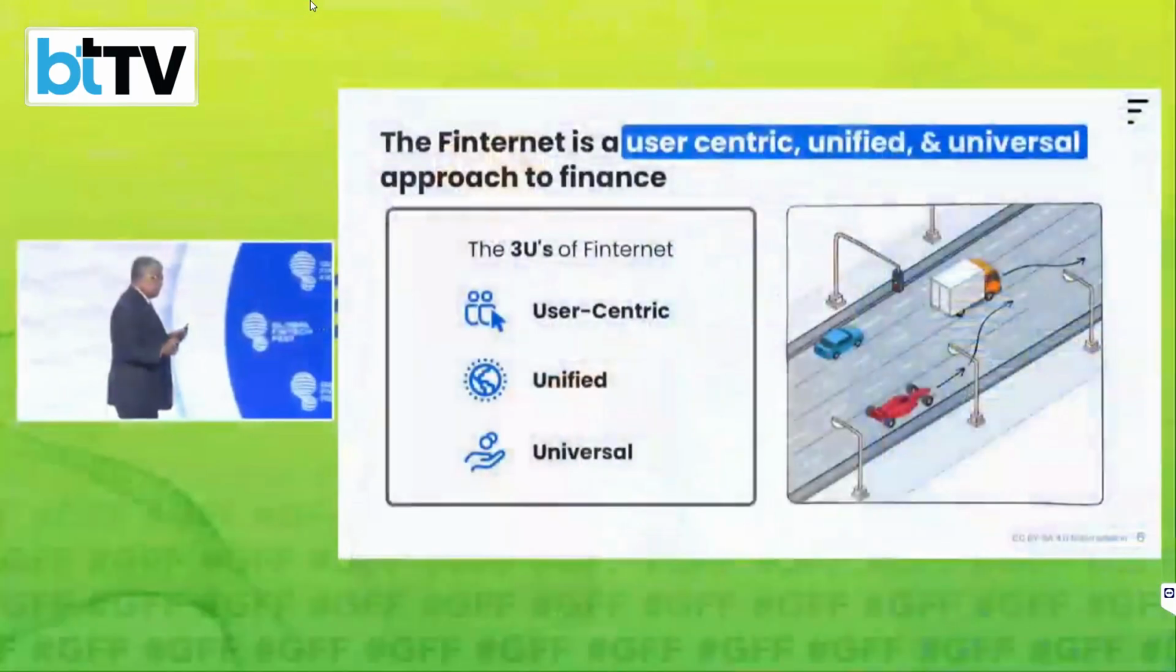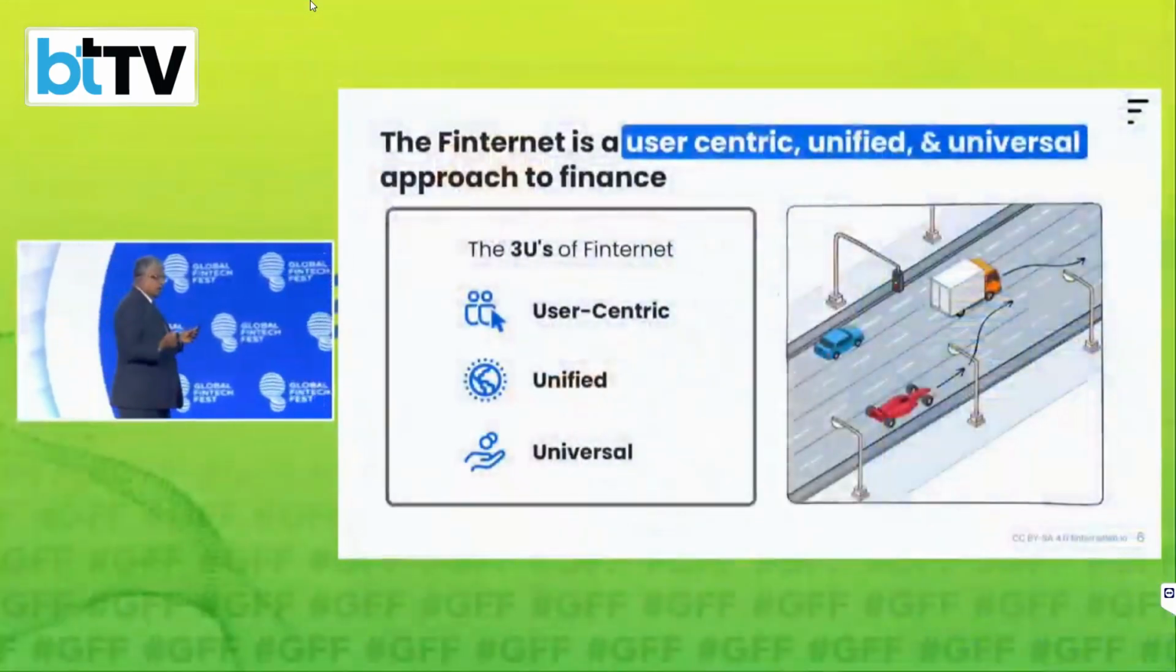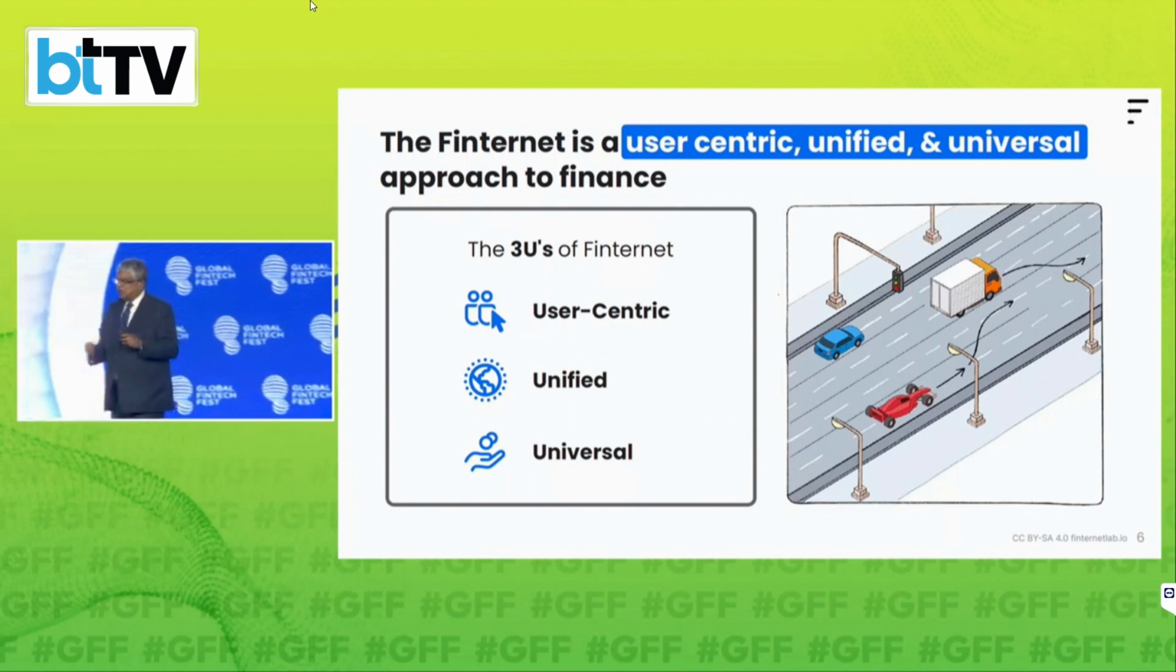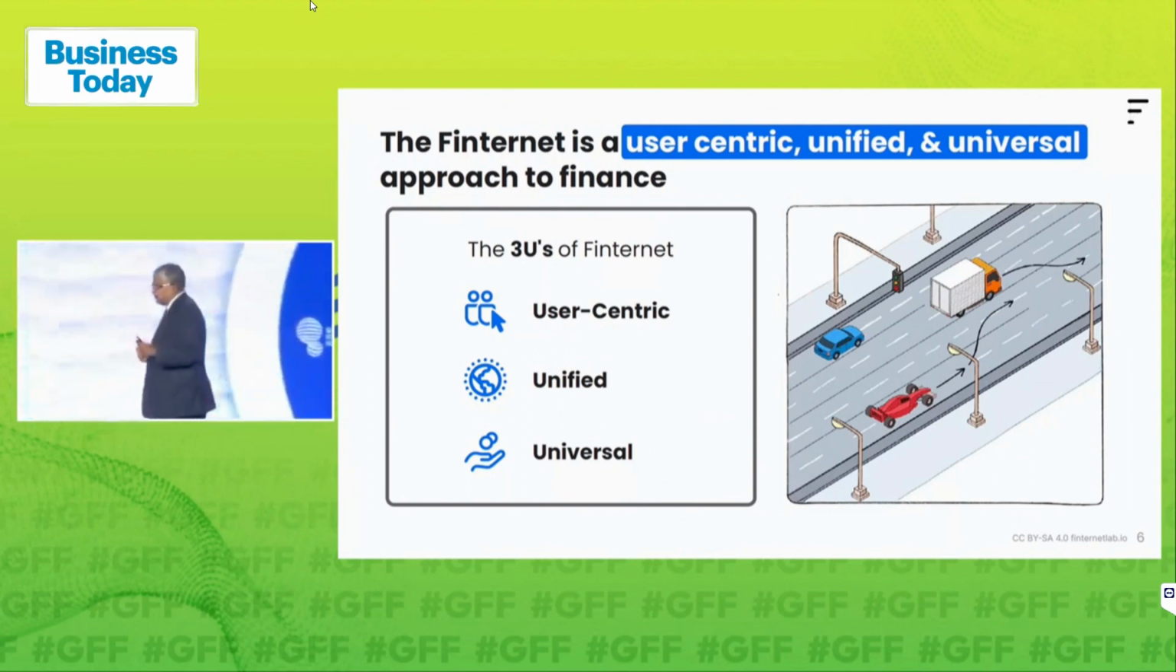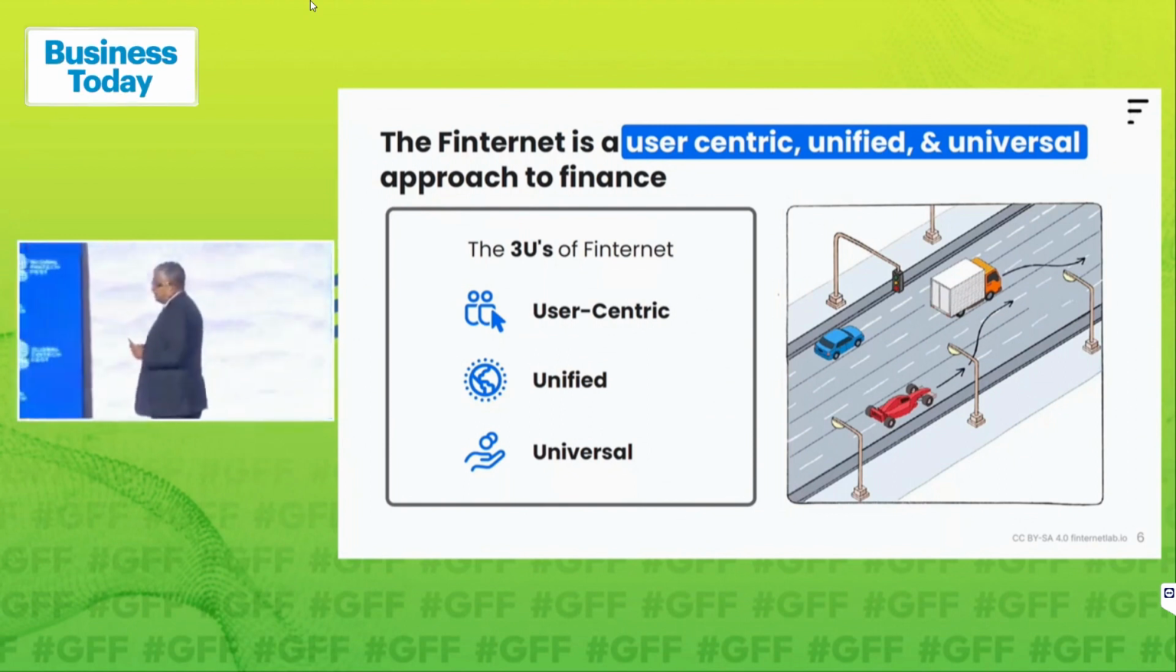It has to be unified, which means that it should cut across all asset classes. It could be shares, it could be bonds, it could be deposits, it could be paintings, it could be horses, doesn't matter. All kinds of asset classes should all come together. And you need a universal infrastructure on which all of this works. And sometimes we underestimate the value of universal infrastructure.